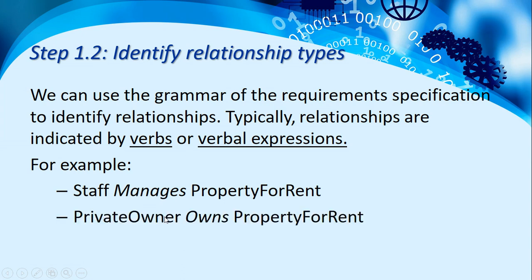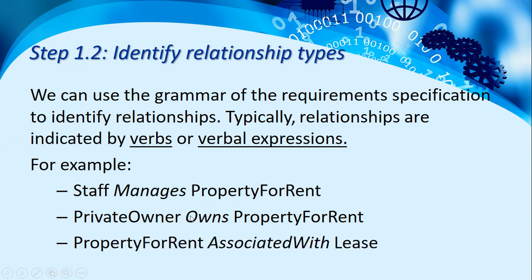Same also in the second example: private owner owns property for rent. These are the two entities, and this one right here is our relationship type. And the last one, property for rent and lease, these two are our entity types. And this one right here in between, associated with, is a verbal expression, a verb. Therefore, this is a relationship type.